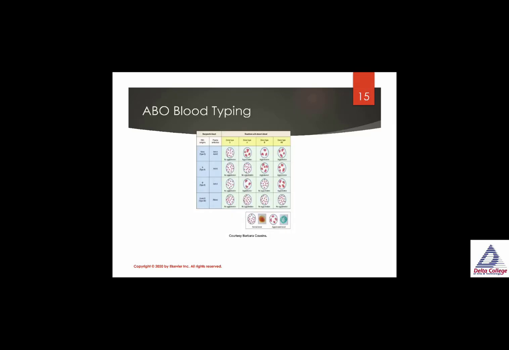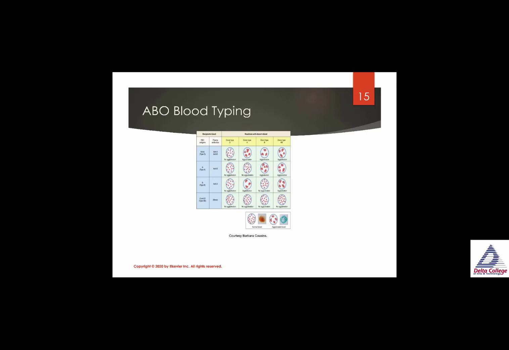So here, this gives you a good visual of the recipient's blood. It gives you an idea of what we don't want to see, which is agglutination. Agglutination is when cells clump together. We don't want that to happen.